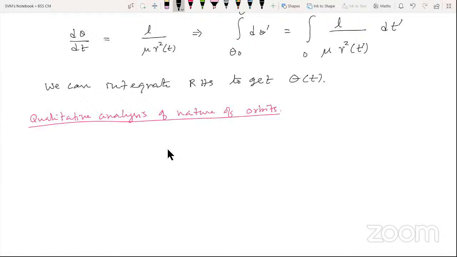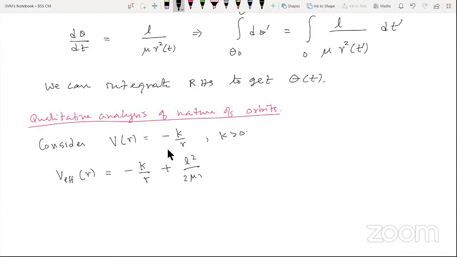So now let us consider V of r is equal to minus k by r. Then what will be V effective of r? V effective of r is equal to minus k by r, k is positive of course, plus L square divided by twice mu r square.